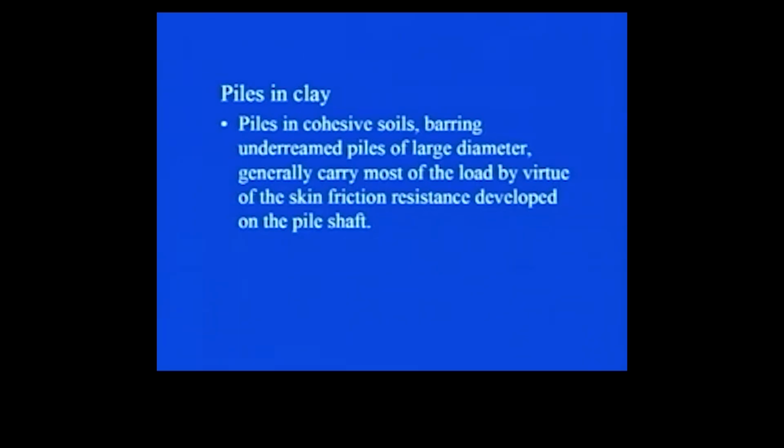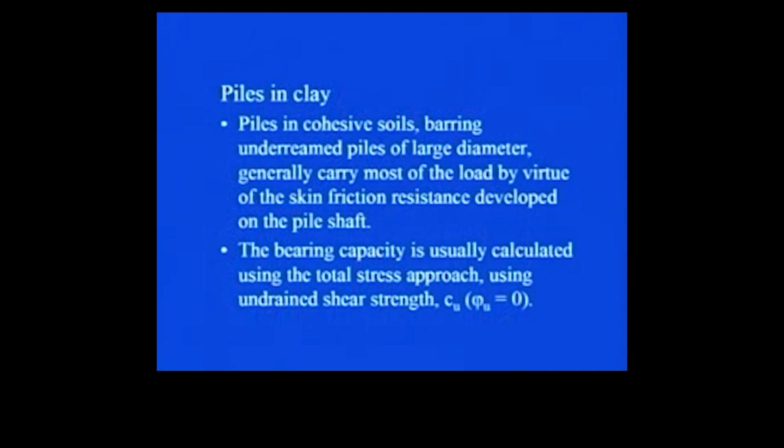Piles in cohesive soils, barring underream piles of large diameter, generally carry most of the load by virtue of the skin friction resistance developed on the pile shaft. So, leave apart the option of underream piles where the bulbs are provided to increase point bearing resistance. Apart from those, in case of piles in clays, usually most of the load coming from the superstructure is resisted by the friction mobilized along the pile shaft, or skin friction resistance. The bearing capacity is usually calculated using the total stress approach using undrained shear strength, and since it is purely cohesive material, the undrained angle of internal friction will be equal to 0, which I am showing here, that is phi u equal to 0.